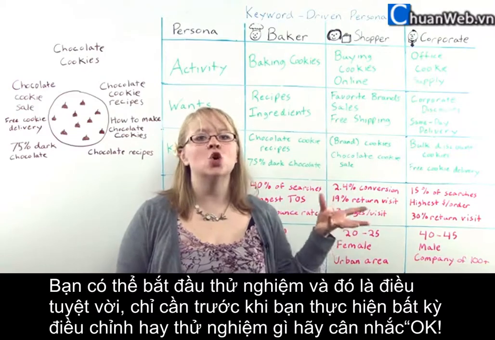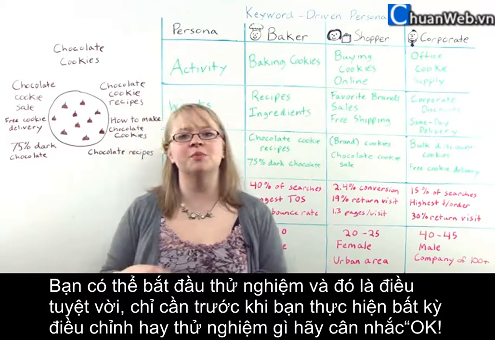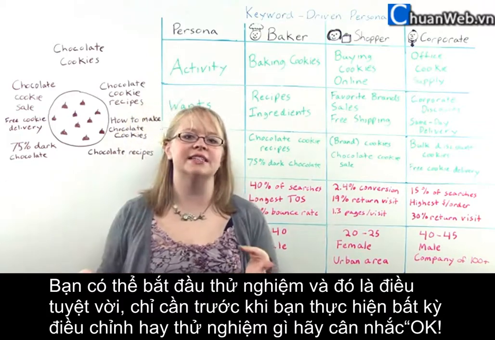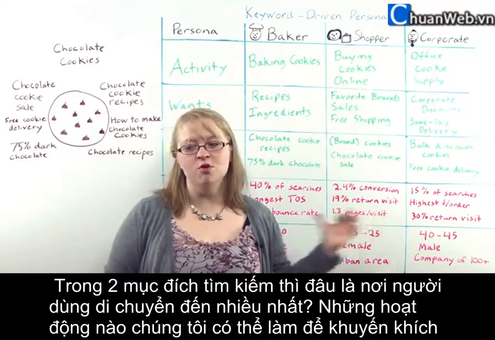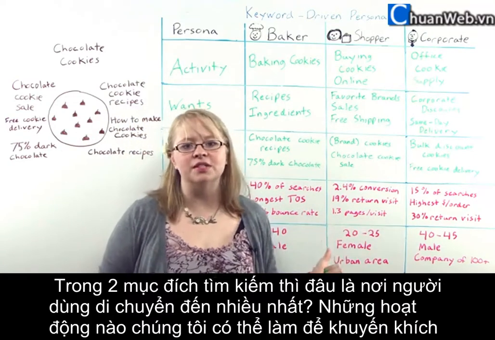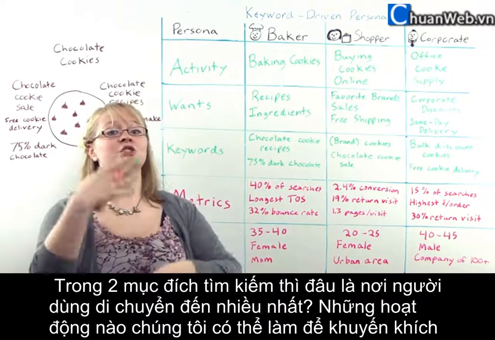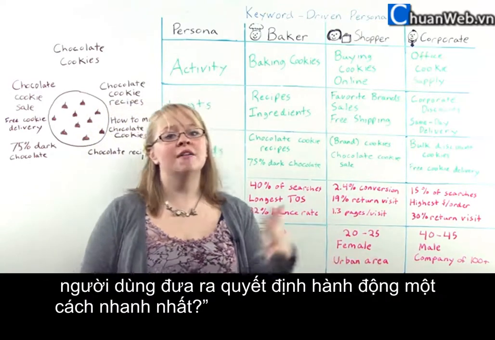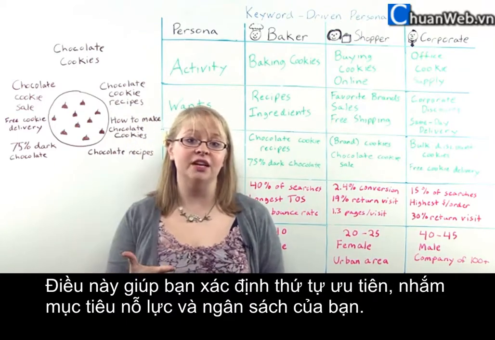And you can start really testing, and that's great because it allows you, even just before you've done any of that amazing tweaking and testing, to say, okay, where is the biggest mover of the needle among these three personas? What are the activities that we could be doing that could encourage them to do more of the activities we want fastest? And that'll help you prioritize, it'll help you target your efforts and your budget.